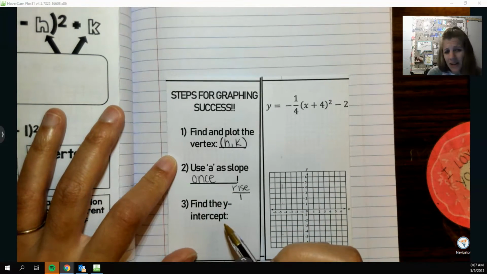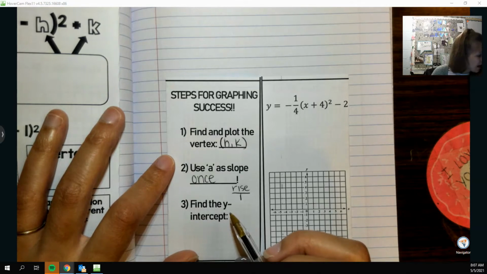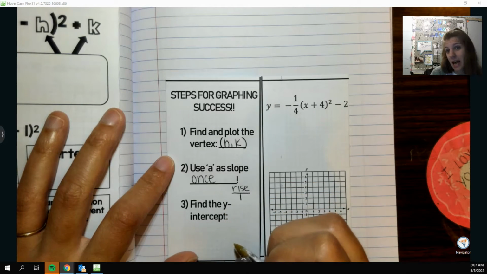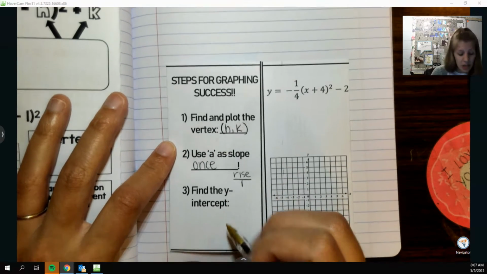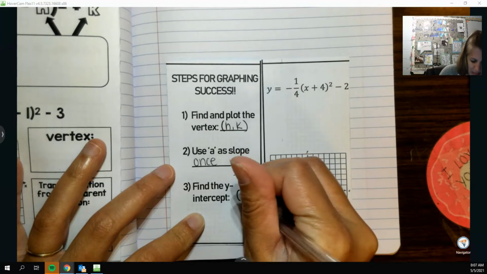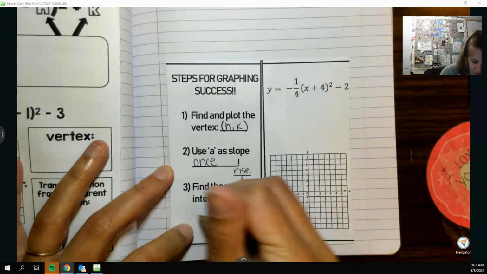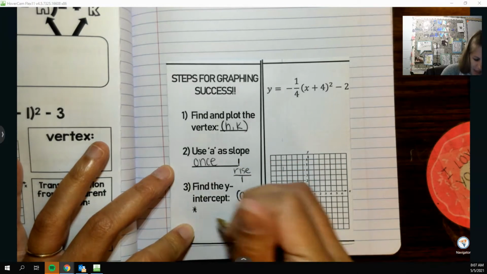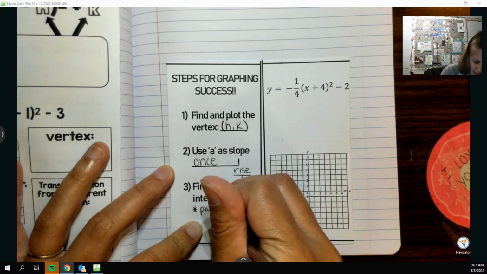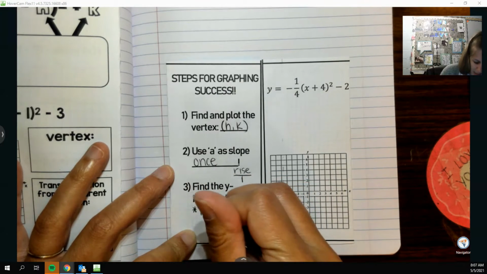We can also find the Y-intercept, but that is a little bit time consuming. But it does help us to get a better shape on our graph. So if I'm going to find the Y-intercept, that is an easy point to find because it's always 0, comma some number. So if I want to find the Y-intercept, I plug 0 in for x, and simplify.